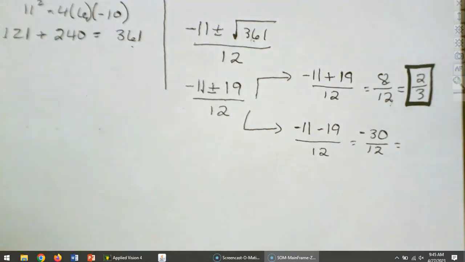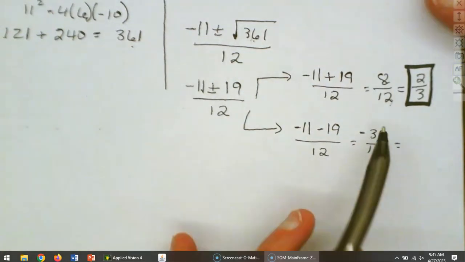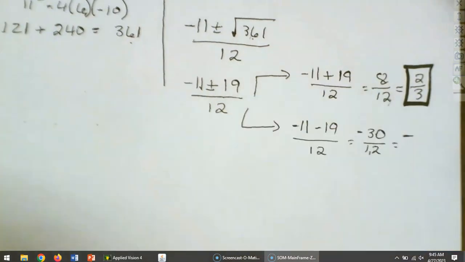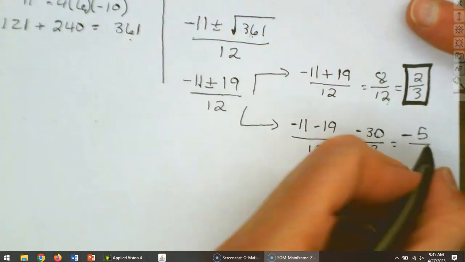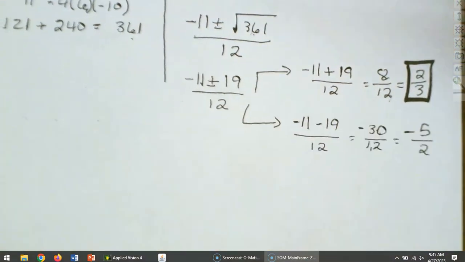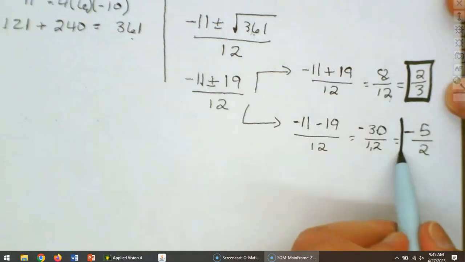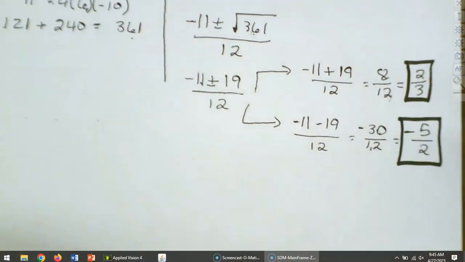Okay, so we've got minus 30 over 12. Well, we know it's going to be a negative. These both have a 6 in them. So that's going to make it a 5 over 2. 12 divided by 6 is a 2. So that is your other solution. What we're doing is we're going over the quadratic formula. We'll write it up again here in a minute. And we're going to do a lot of these today.